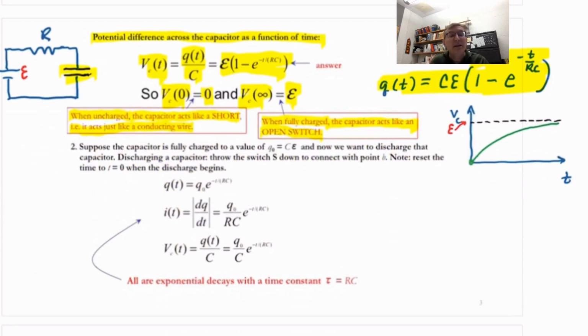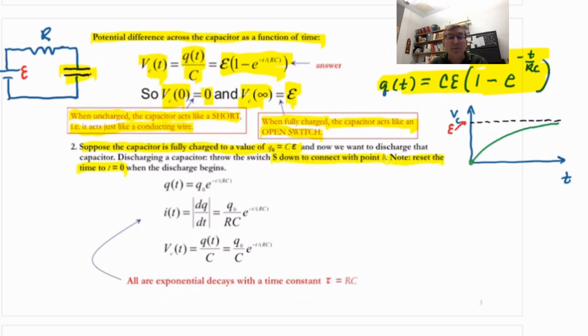I'm going to tell you what things you learn. All right, so we suppose then the capacitor has been fully charged to a value of its charge, C times the EMF. And we're going to discharge it. We do that by throwing switch S down to connect to the point B. Note, by the way, the moment we do that, at that instant, we reset the time to time 0. And now we have discharge.